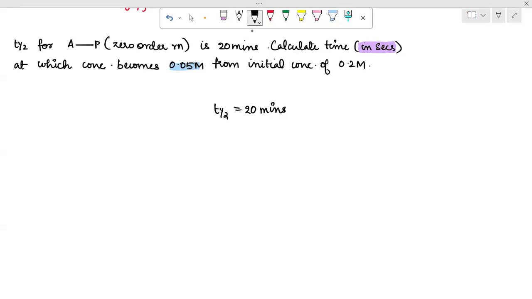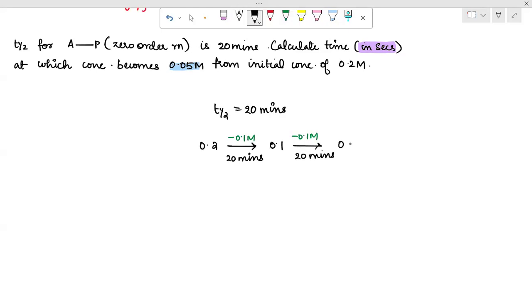Okay, so let's try with what is given. From 0.2, T half is 20 minutes, meaning within 20 minutes it will reduce to 0.1. So what is that drop? Minus 0.1 molar is gone in the first 20 minutes. In the next 20 minutes, again minus 0.1 molar will be reduced because same time, same amount. It will become 0. But we need to stop at 0.05, right?